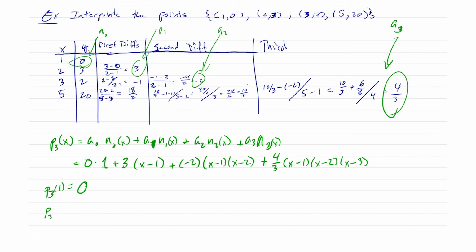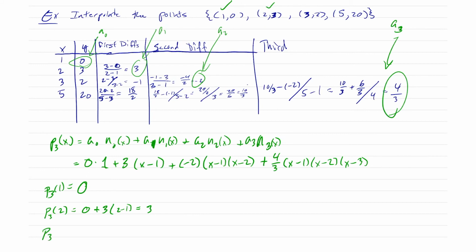All right, P3 of 2. Well, it's going to be 0 from that first term, always, plus 3 times 2 minus 1. And so that's just going to give me 3. And is that what I'm looking for? It is indeed what I'm looking for. So it's check there and check there.